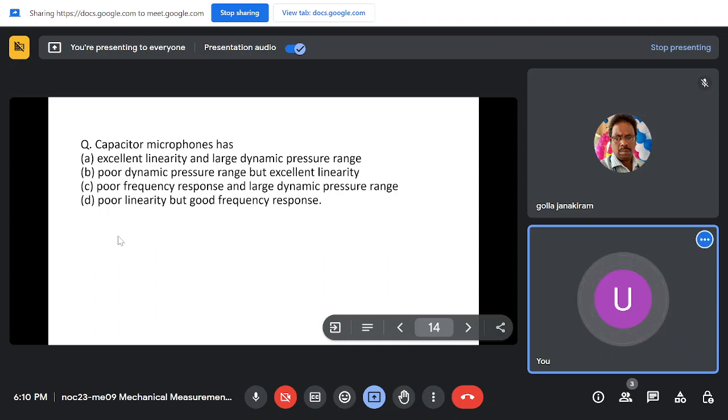So in this case the answer is option A, excellent linearity and large dynamic pressure range. For these microphones, the input and output relations are very good, and the dynamic pressure range can measure a larger pressure range. So the answer is option A.